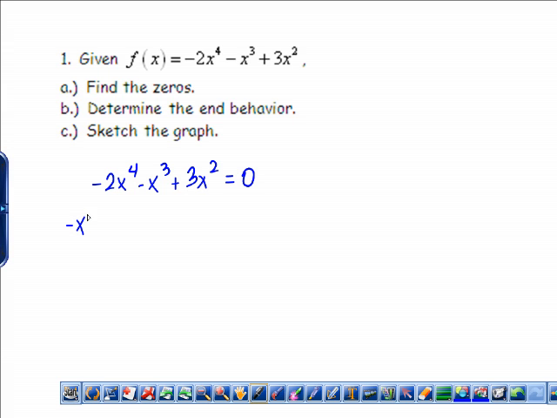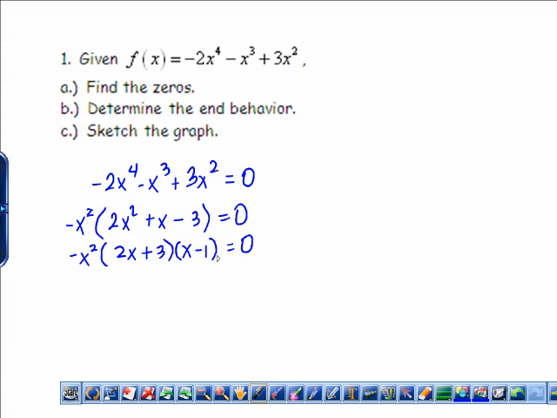Now I'm going to go ahead and factor out negative x squared so that I can deal with just one negative and not have to mess with it as the leading term here. And so that's going to give me 2x squared plus x minus 3. I can factor this just a little bit further into 2x plus 3 and x minus 1. If you're still having problems with factoring, you have to come to tutoring. This factoring business never goes away. It's always important. Okay, this is as far as I can factor.